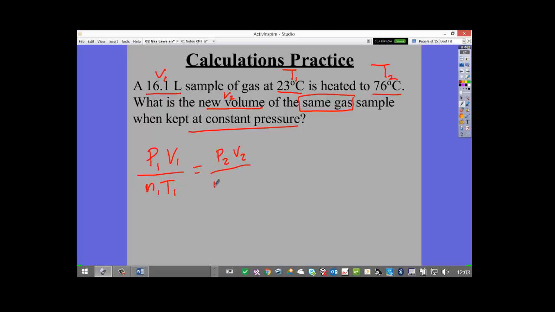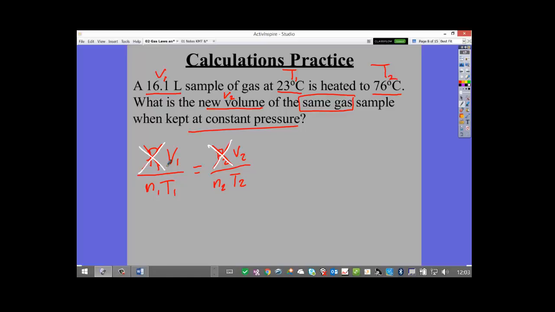P1 V1 over N1 T1 equals P2 V2 over N2 T2. Okay. So what is the variable that's being held constant? Pressure. So combined law tells me that I can cross out anything that's being held constant. I'm going to change the color real quick. So I crossed those out. So now I have V1, V2, T1, and T2. I'm looking for V2, right?